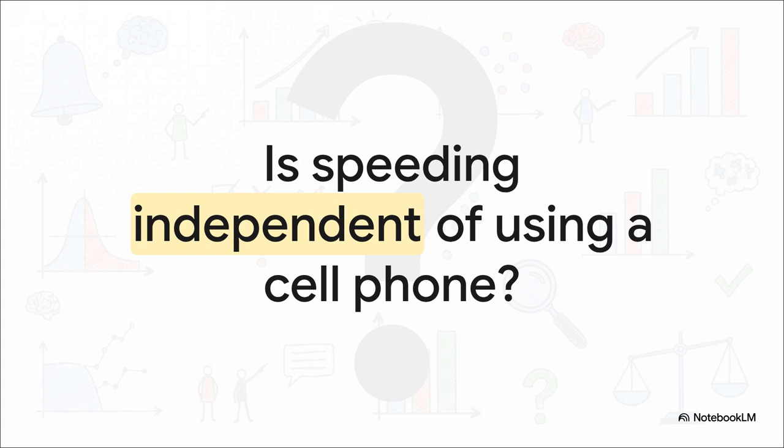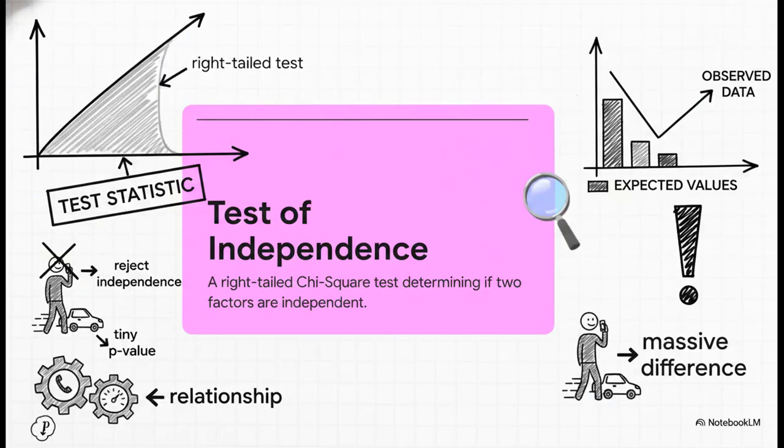These expected values are the exact numbers we'd expect to see if the two behaviors had absolutely nothing to do with each other. We evaluate this using a test of independence. This is a right-tailed chi-square test, and it will show a massive test statistic if your observed real-world data is far off from what those independent expected values should look like. If that test statistic is huge and your p-value is tiny, boom, you've caught the variables in a relationship. You reject the idea of independence and conclude that cell phone use and speeding are, for sure, dependent.